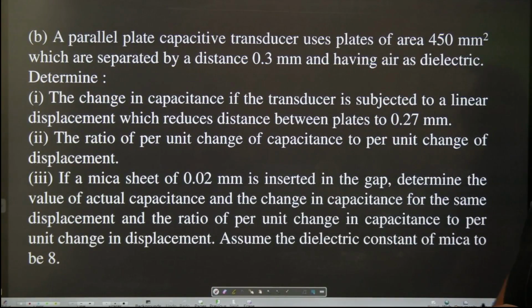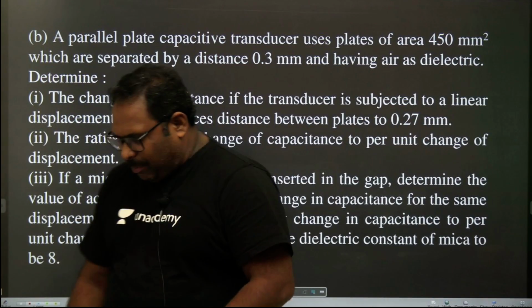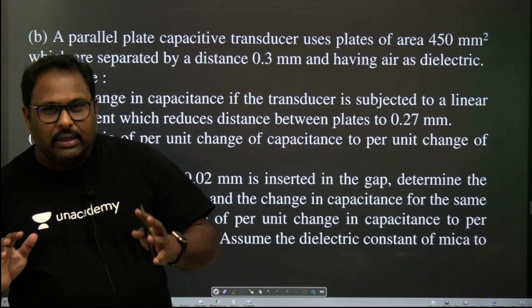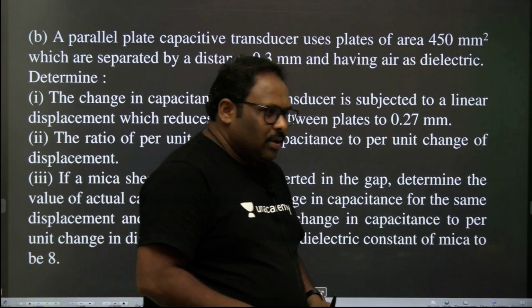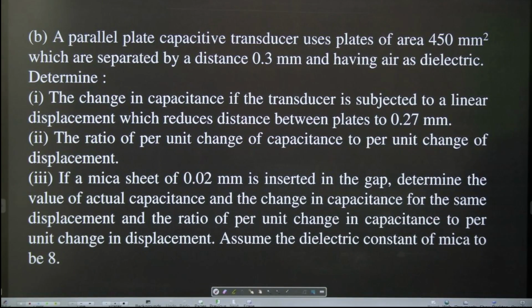But this is the question, students. Parallel plate capacitive transducer. Parallel plate, that much is fine. People are happy listening to that word. But the moment the word transducer is heard, they get nervous, because they think transducers are some new topic that we have not studied. No, it's not like that. Listen to the entire question.